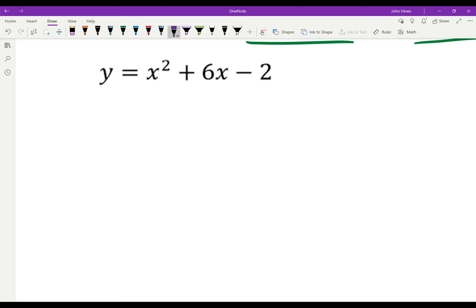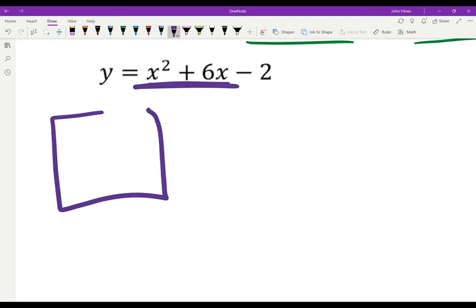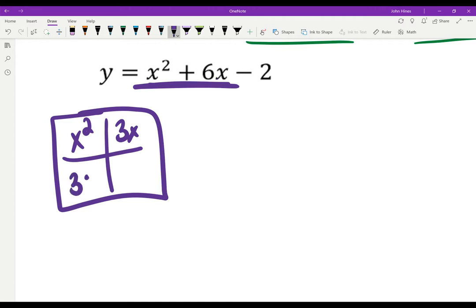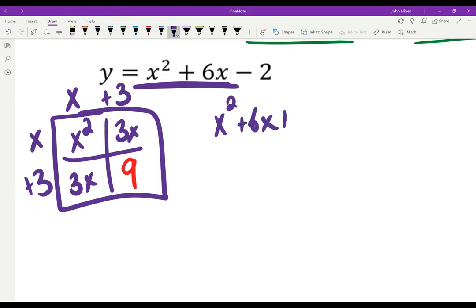So I like it because it's 1x squared, we're good to go. I'm going to complete the square. I'm going to draw my box. Cut the middleman in half. Remember, I'm not factoring right now, I'm completing the square. X times x plus 3 plus 3. 3 times 3 is 9. So that's the magic number I need to add. I need to add in plus 9.